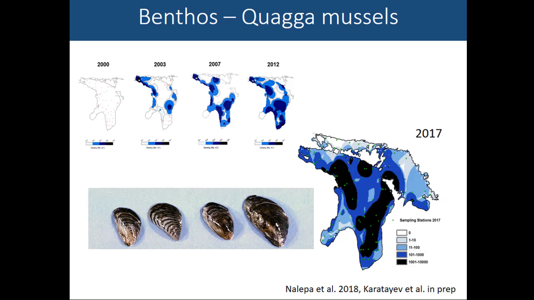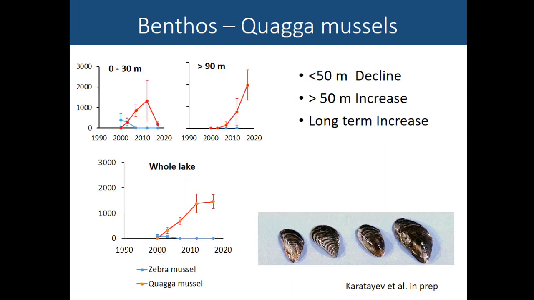Quagga mussels. There's no zebra mussels in Lake Huron anymore. Quagga mussels have been increasing and now covering all of the main basin. This is one of the few lakes where quagga mussels have continued to increase lake-wide. They started to decline in the shallow waters, but have continued to increase as a whole lake, especially in deeper water.